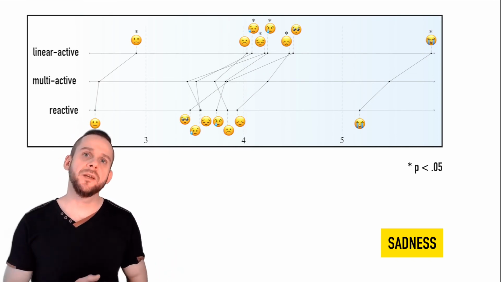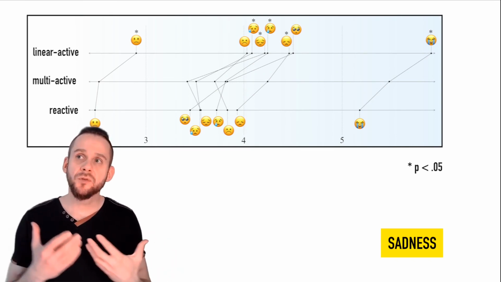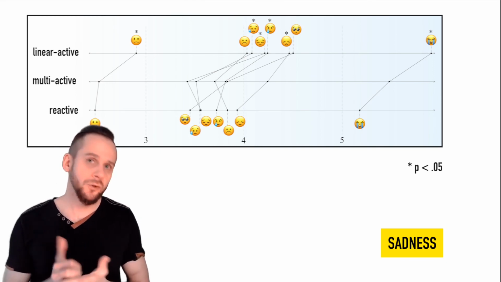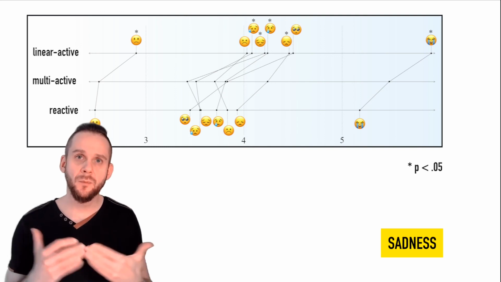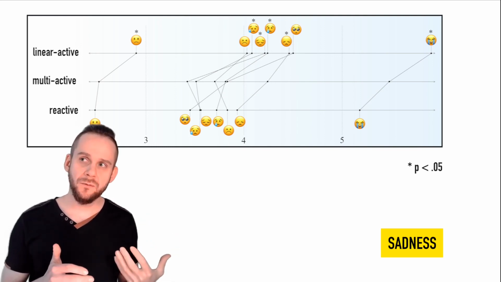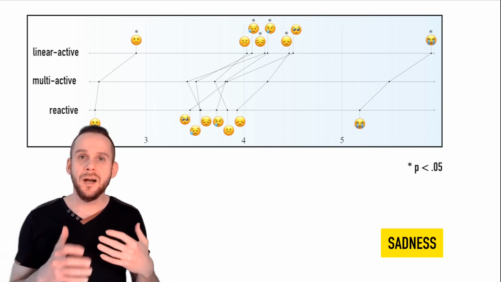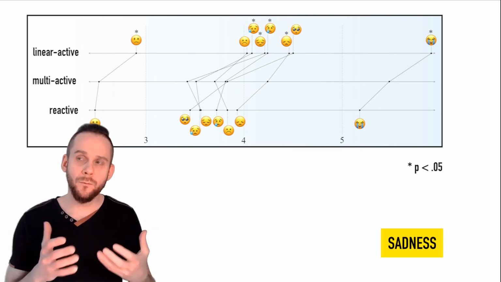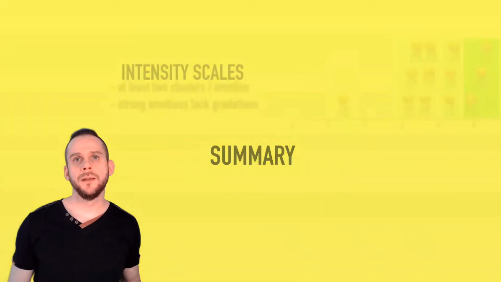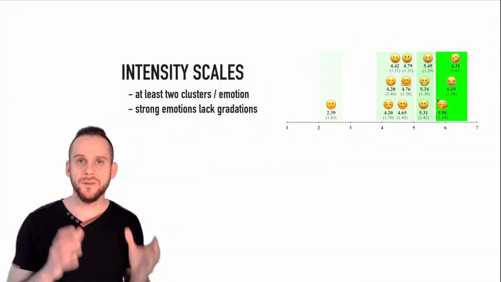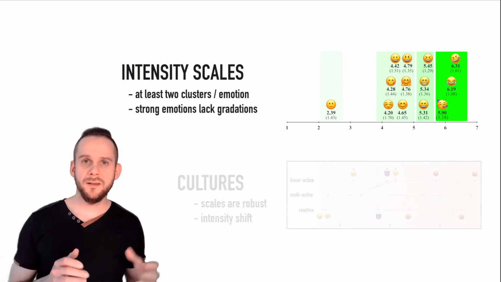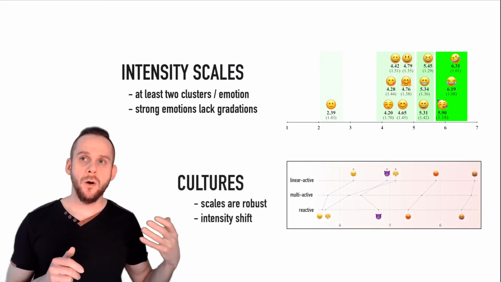One possible explanation would be that other cultures are just much more used to nonverbal communication, and that's why they tend to downplay the perception of an emoji compared to the linear active group, where people are not that experienced with nonverbal means of communication, such as gestures and so on. So to summarize, we were able to construct intensity scales for 7 basic emotions, and we also studied the influence of culture on such scales.